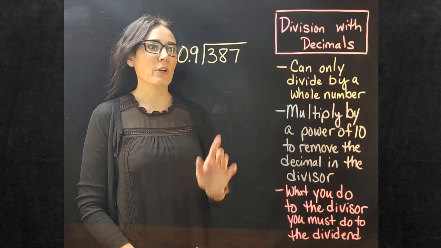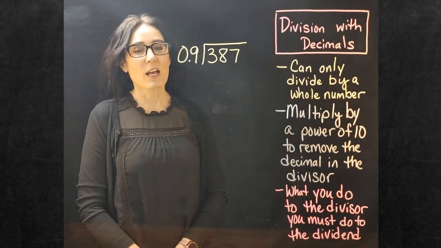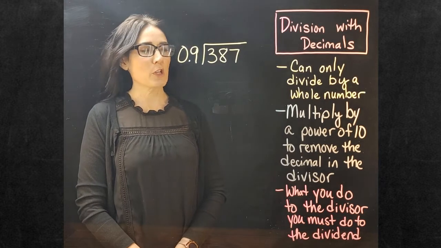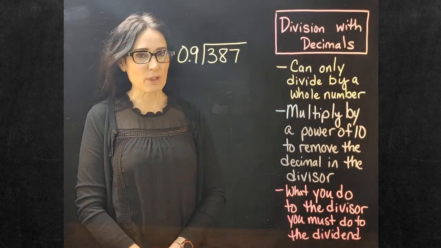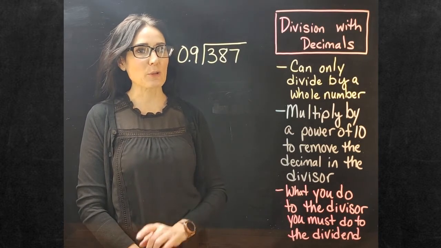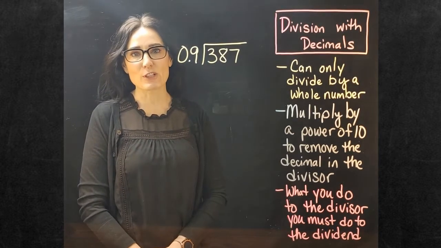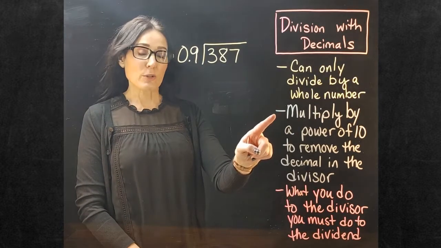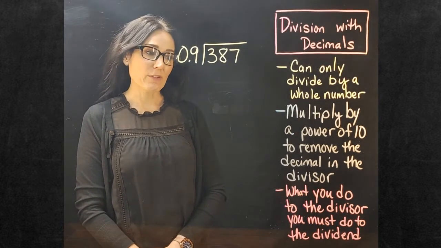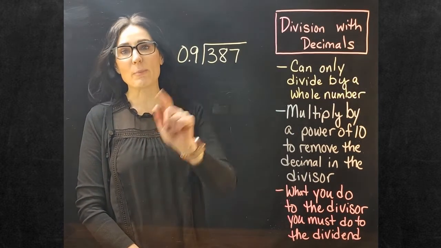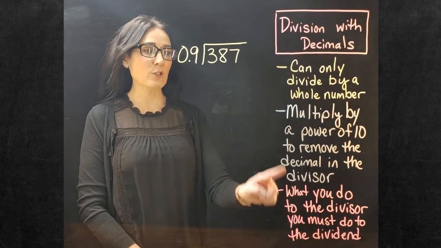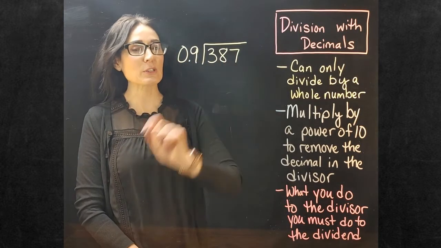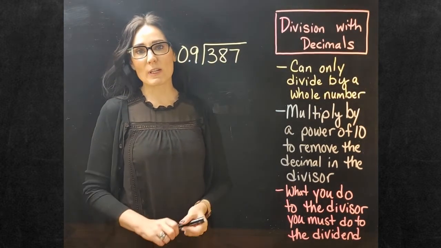All right, so in this video, we're going to be using division with decimals. A couple things you want to make sure you remember is that you can only divide by a whole number. You cannot divide by decimals, so we'll have to make this divisor into a whole number. To do that, we will multiply by a power of 10 to remove the decimal from the divisor. Now, one thing you need to remember is that what you do to the divisor, you have to also do to the dividend. So let's go ahead and get started.